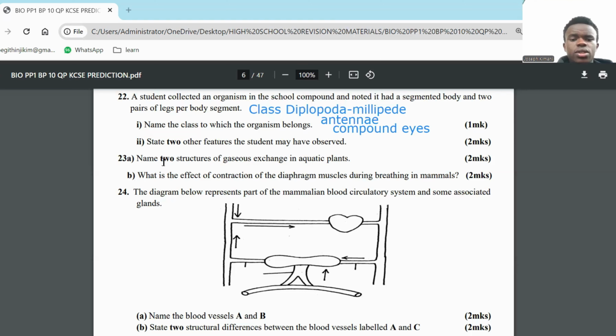Now, the next question asks, name two structures of gaseous exchange in aquatic plants. So what are aquatic plants, first of all? Aquatic plants are the plants that grow in areas with abundance of water. Those are the ones that we call aquatic, maybe in the seas, in the dams, in the lakes, all that. So which two structures take part in the gaseous exchange in such a plant?